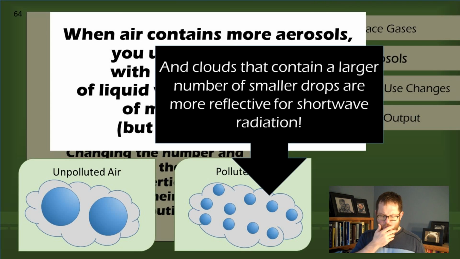Now, that actually has a very important role with regard to shortwave radiation, actually longwave too, but we're going to focus from right now on the shortwave radiation aspect of it. Clouds that contain a larger number of small droplets, rather than a small number of big droplets, are generally more reflective. They have a higher albedo than clouds that contain a small number of large droplets because they are unpolluted.